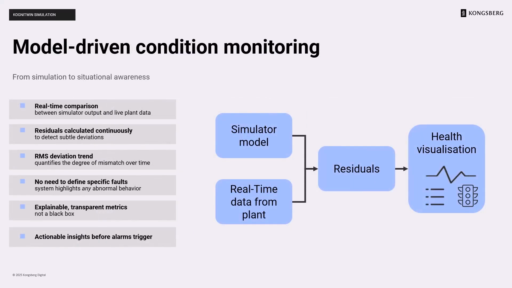This is where our innovation comes in. Instead of waiting for alarms, we continuously compare live plant data with a high-fidelity simulator, essentially a digital reference for how the system should behave. Every measurement is tracked against its modeled equivalent. We calculate the root mean square deviation over time, a single, explainable metric that shows how far reality is drifting from expectation. When the RMS trend begins to rise, we know something's off.